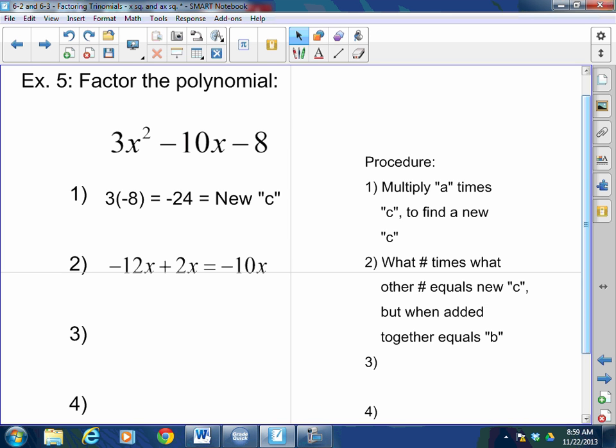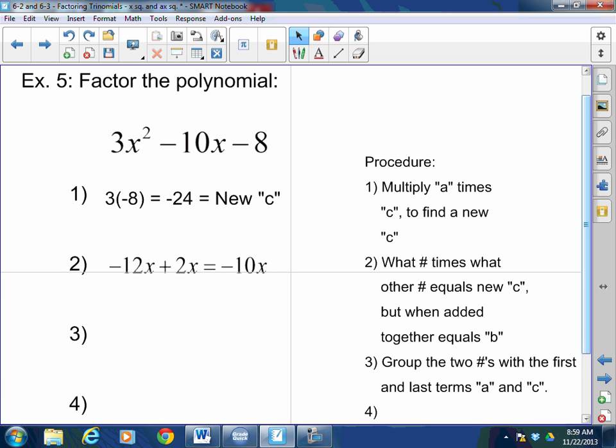Okay, no, it's negative 12 and 2. Negative 12x and positive 2x. Because negative 12 times 2 will give you negative 24. Negative 12x plus 2x gives you negative 10x. That's what I'm looking for. That's my B. You with me so far?